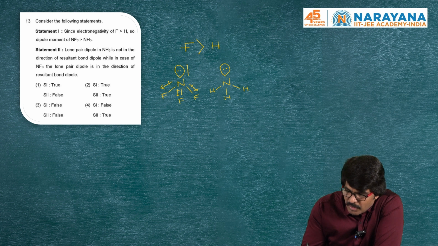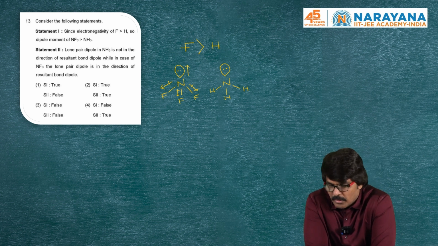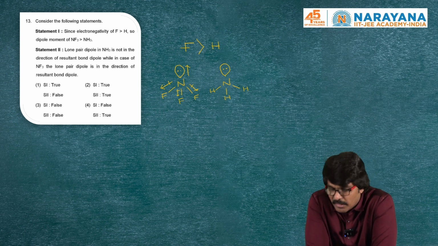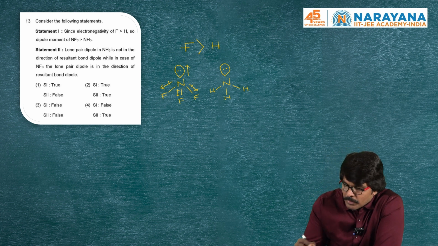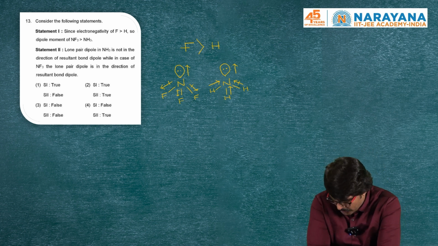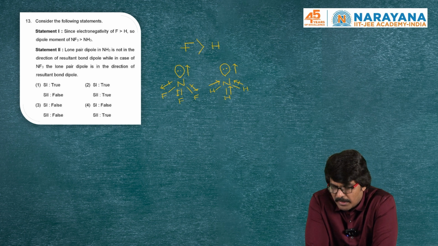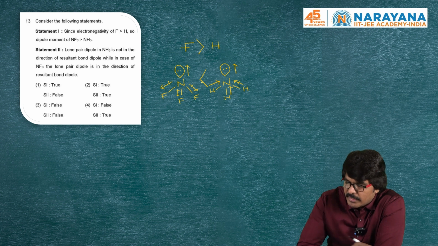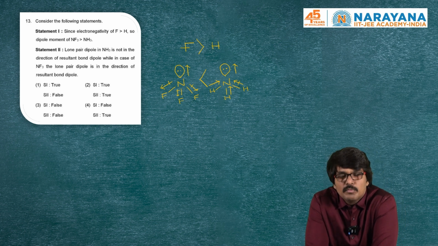But here this is away from nitrogen. That means they are in opposing direction. When the bond moments are in opposing direction, there will be some cancellation. Even though the electronegativity of fluorine is more, the bond moments are in opposing direction. But in case of ammonia, nitrogen is more electronegative, the bond moment is towards nitrogen, and it is towards the lone pair. In ammonia the bond moments are added, but in NF3 there is a partial cancellation. Therefore, the dipole moment of ammonia is greater than that of NF3. NF3 dipole moment is less.